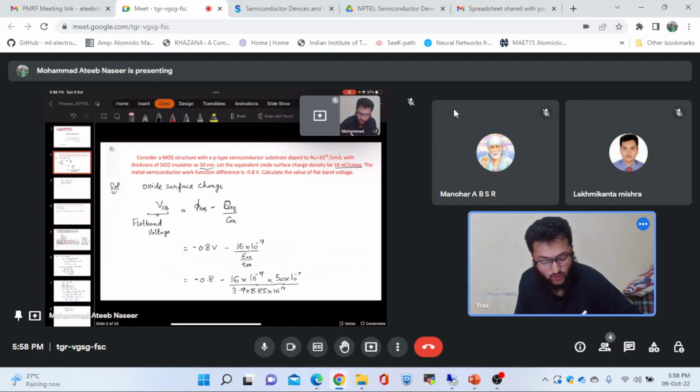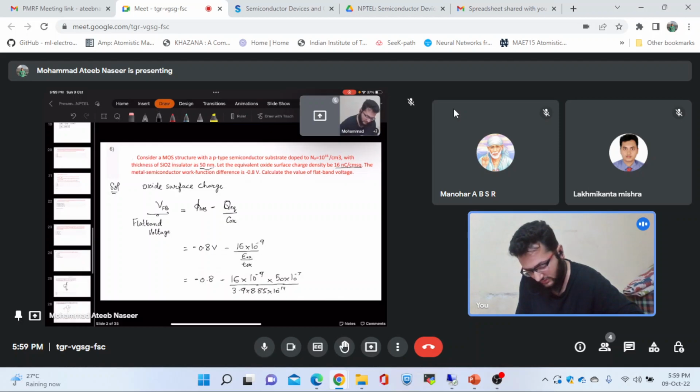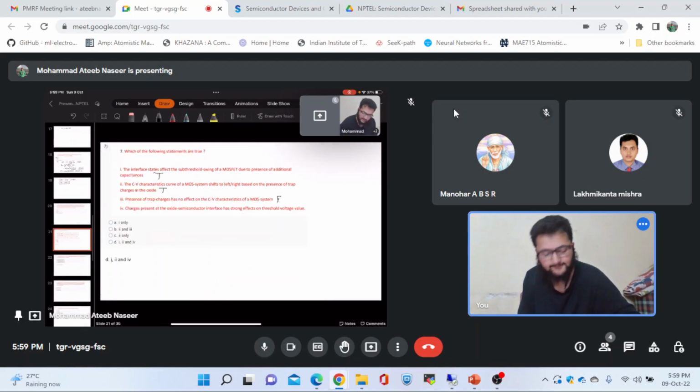Had there been no equivalent charge at the oxide, we would have got this flat band voltage just equal to phi ns. But since there was this charge on the oxide, there will be a shifting of the threshold voltage, because we might be requiring less or more threshold voltage. It will just depend upon the charge carrier density, whether it was positive or negative.